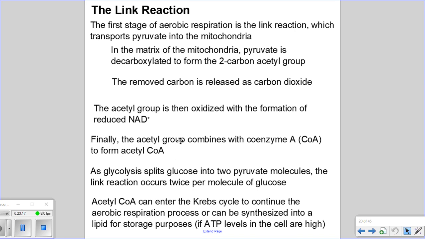As glycolysis splits glucose into 2 pyruvate molecules, the link reaction occurs twice per molecule of glucose. Acetyl-CoA can enter the Krebs cycle to continue aerobic respiration, or can be synthesized into lipid for storage purposes. So if ATP levels are high in the cell, then at this stage here, the acetyl coenzyme A can be used for lipid storage, or converted into lipid for energy storage.